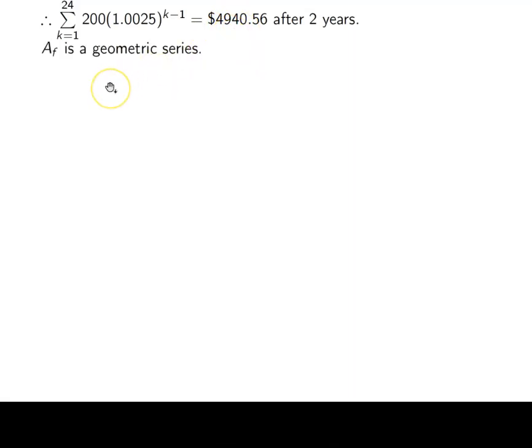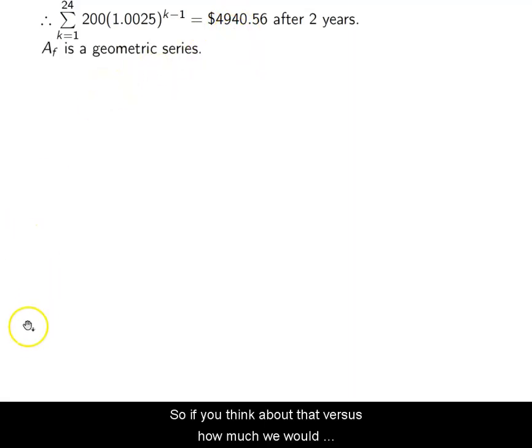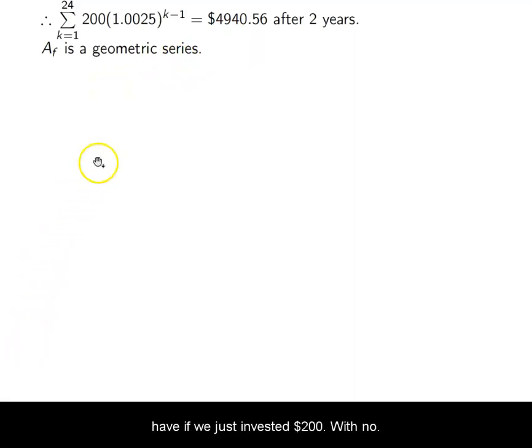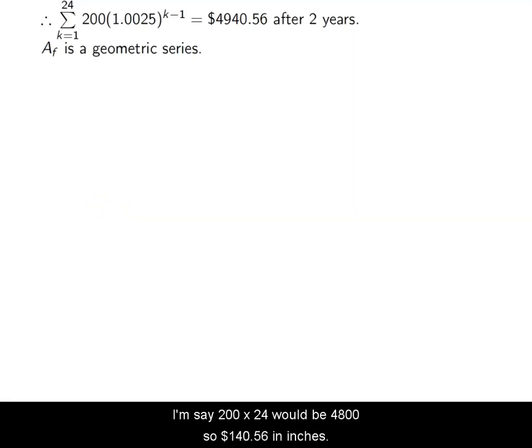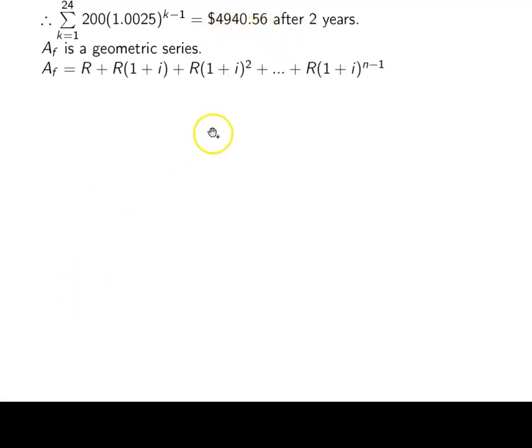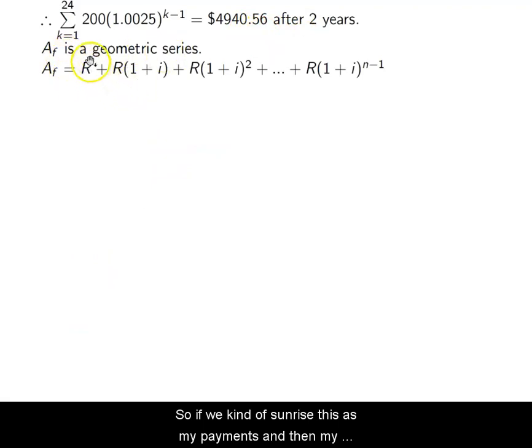Okay, so if you think about that versus how much we would have if we just invested $200 with no interest rate every month, that'd be 200 times 24, which would be 4,800. So we've earned about $140.56 in interest.